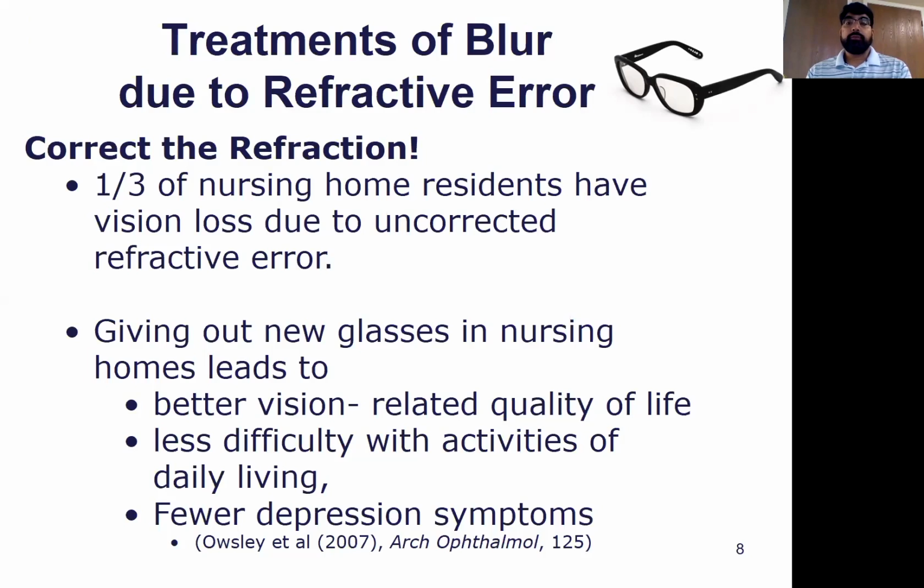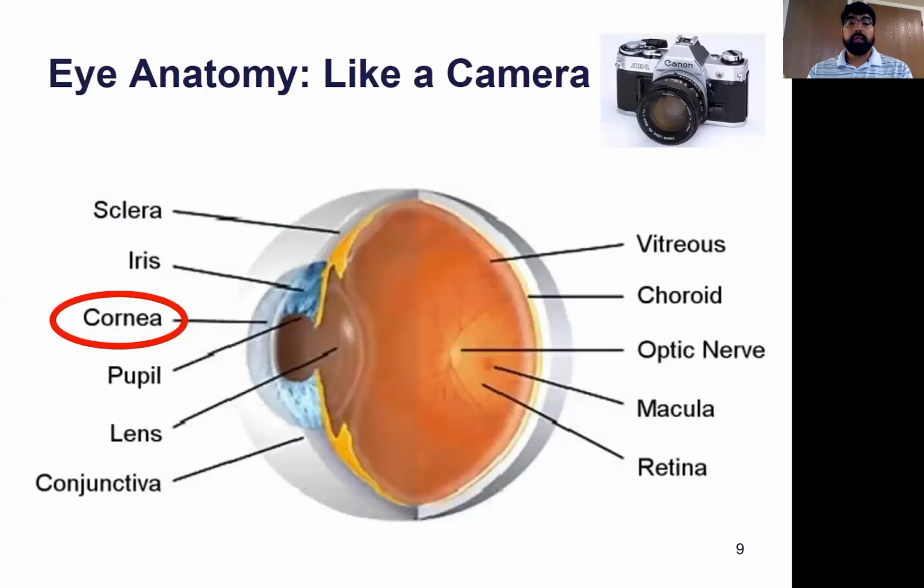In fact, when you did give a new pair of glasses to these nursing home residents, their better vision related to better quality of life, less difficulty with activities of daily living, and they had fewer depression symptoms as well. So let's go through the various parts of the eye and talk about how damage to each of them affects vision and how science has allowed for some treatments and some correction of some of the issues that occur at these various regions of the eye. The first region we're going to talk about is the cornea.